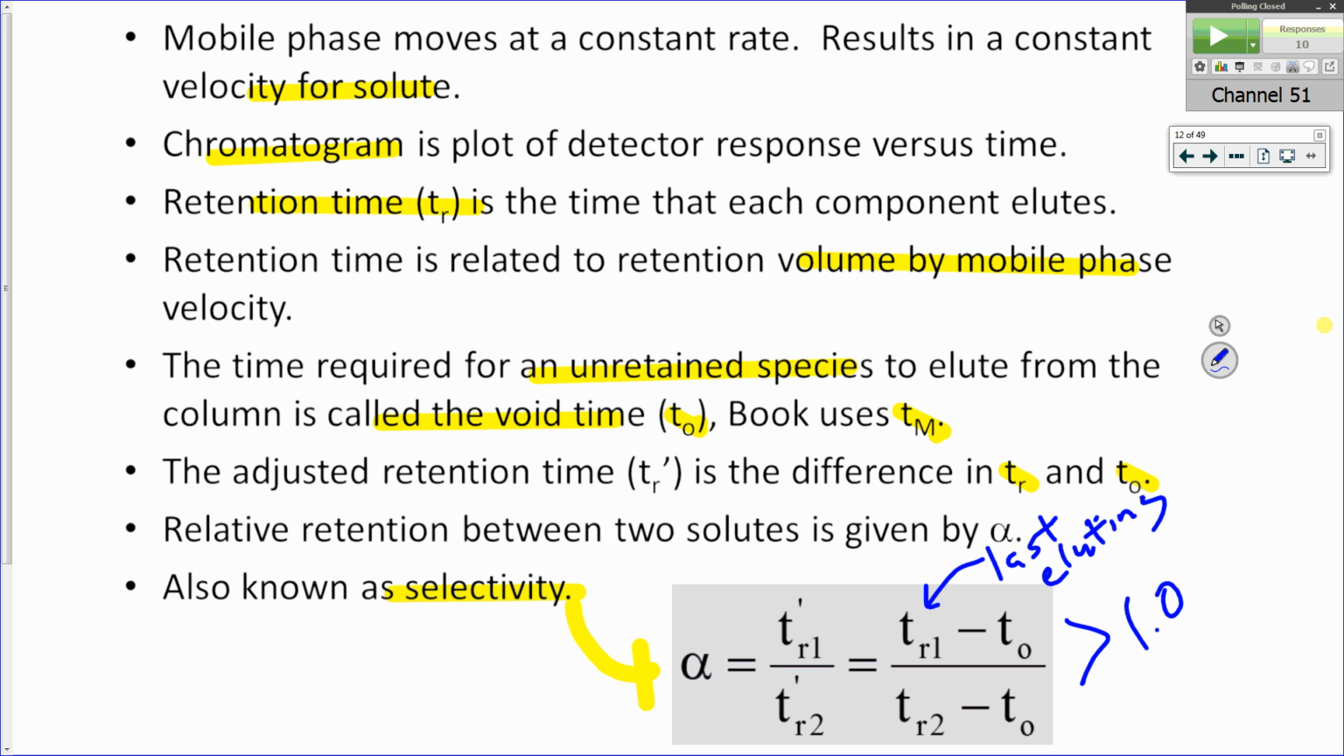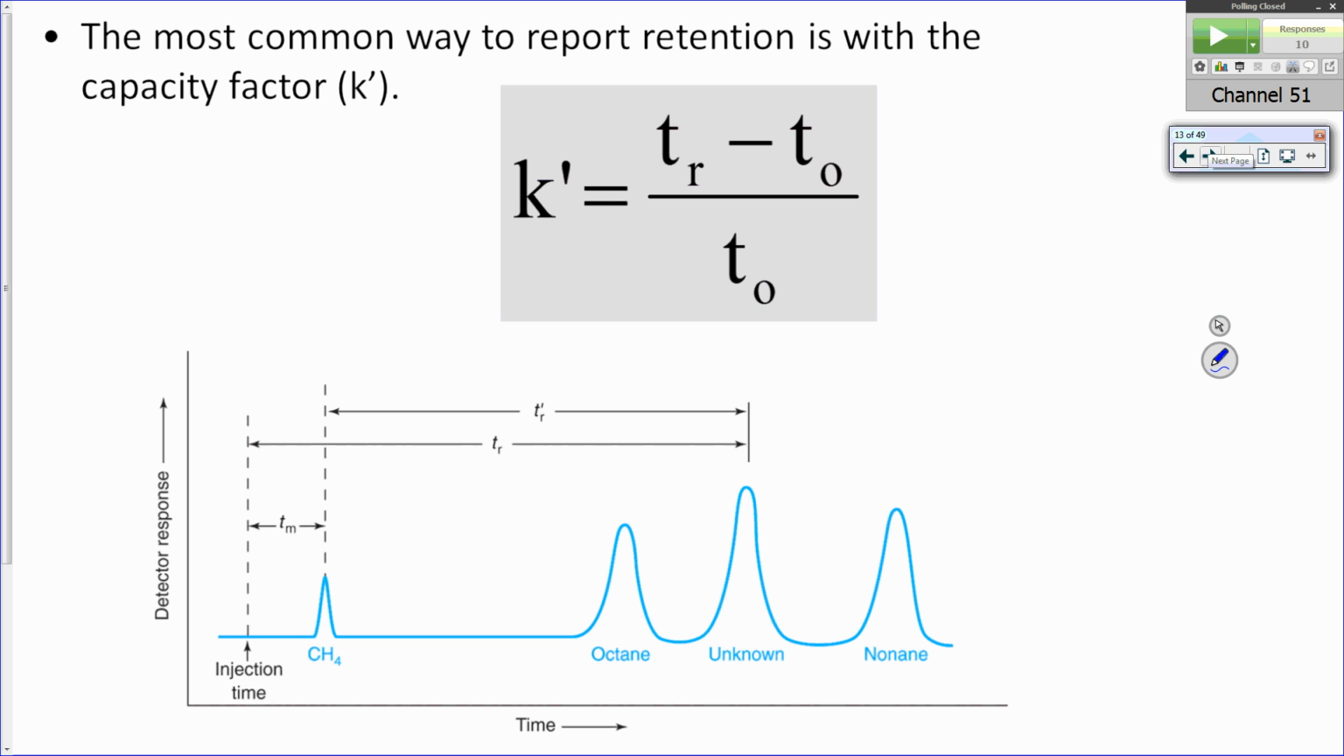Typically you're going to see those as a 2 to 1, the second one over the first one, so your selectivities are going to be greater than 1. If two things co-elute, the selectivity is 1. The capacity factor is a common way that we report retention. This is similar to the RF value that you did with thin layer plates.